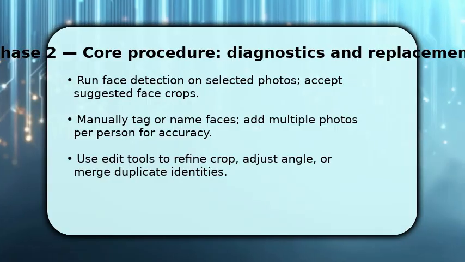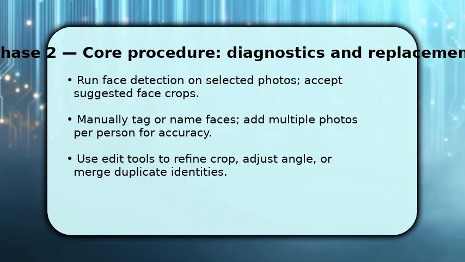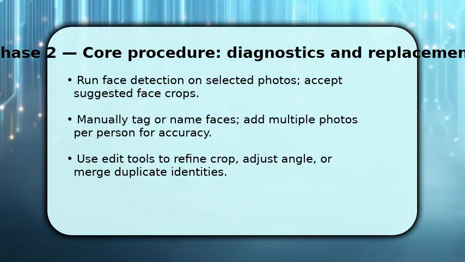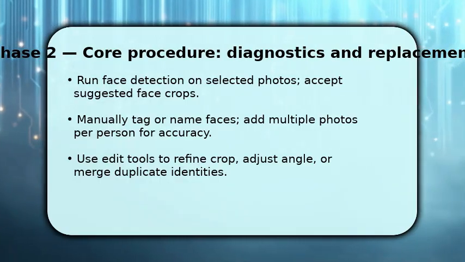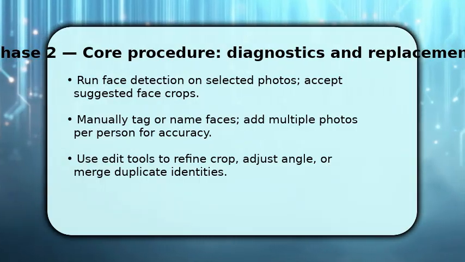You now run face detection and review the app's suggestions, accept accurate face crops, and reject false positives. When naming, type the person's full name so records match. Add several photos per person because the system learns variation in expression, angle, and lighting.